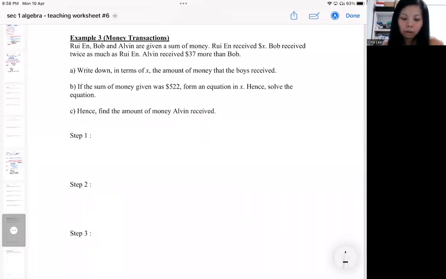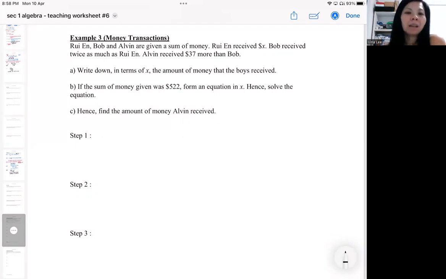Okay, so this example 3 is showing you some money transaction. So it involves some algebra using money. In this question, there are 3 persons. They are given a sum of money. Ray Earn received X dollars. Bob received twice as much as Ray Earn. Alvin received 37 more than Bob. Actually, this kind you also see in primary 6, where you are also drawing models. But right now, you are not.